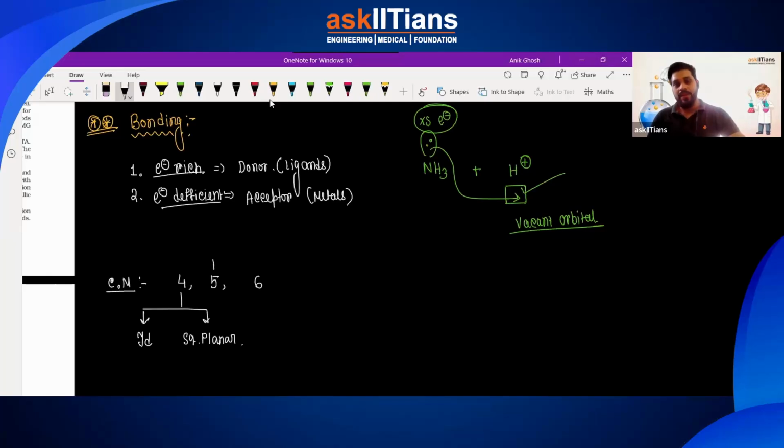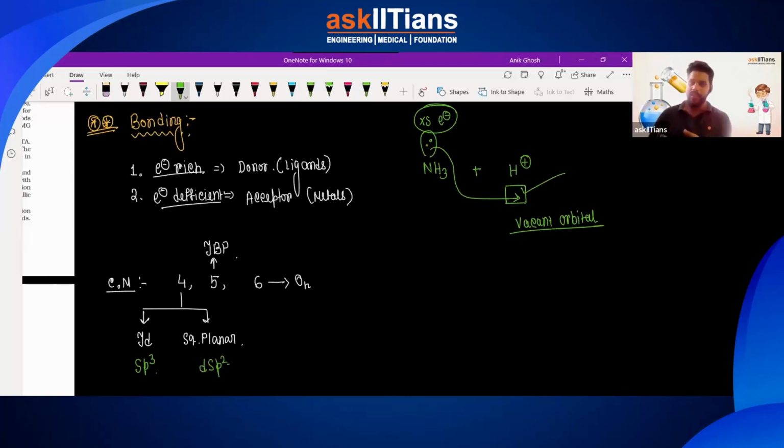When it is 5, it can be trigonal bipyramidal, TBP. These things come from chemical bonding of grade 11 only. 5 is TBP, 4 is tetrahedral. Whenever it is 6, guys, it would always be octahedral. I'll be abbreviating octahedral like this, O and H. Now, when we say it is tetrahedral, the hybridization is sp3. Square planar, I'm gonna make you understand about it, but right now you just note it down. Square planar hybridization is dsp2.